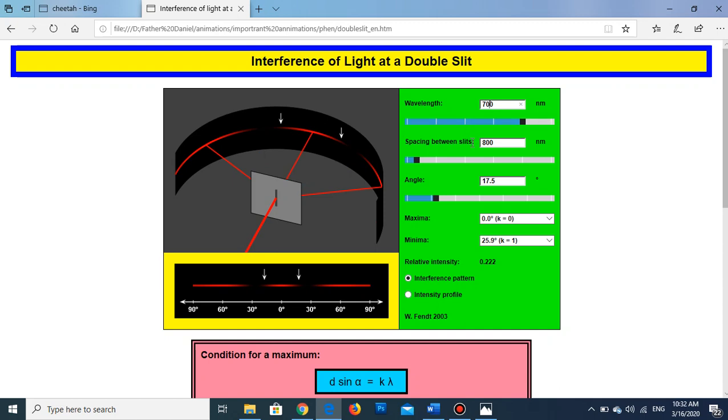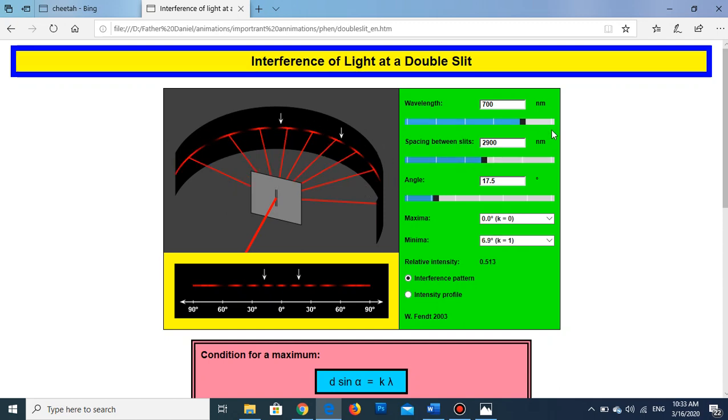The second point is the spacing between the slits. Here I have two slits. They are separated by a distance. We will call it small a. In diffraction we called a the width of the slit, but now we will use a as the distance between the centers of the two slits. Now I will increase the distance between the slits, and as you see, the pattern changes too.